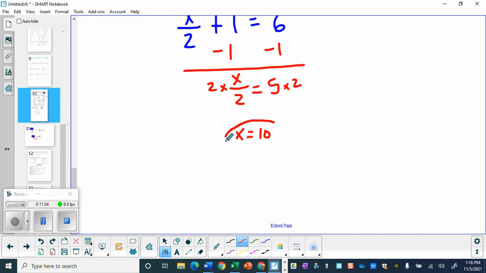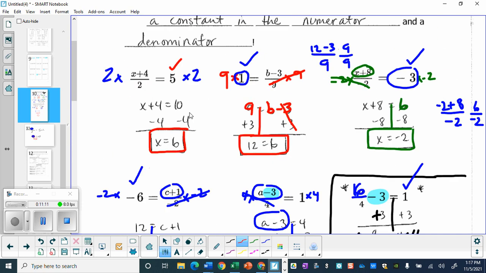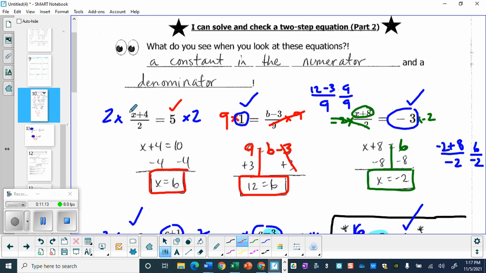So try not to mix up if the constant's by itself and then you see a denominator versus this whole video and page when you have the constant up top with a numerator and then you have a denominator.